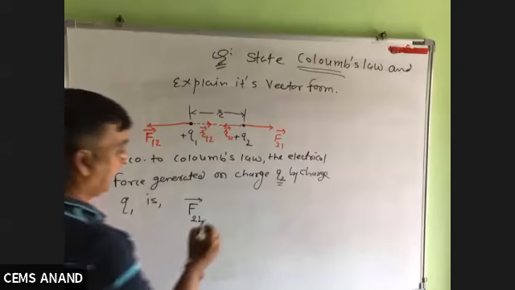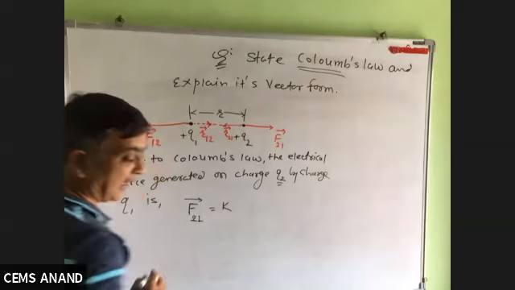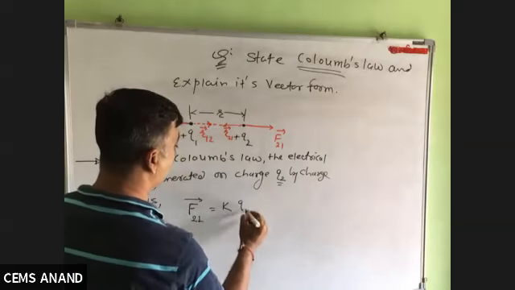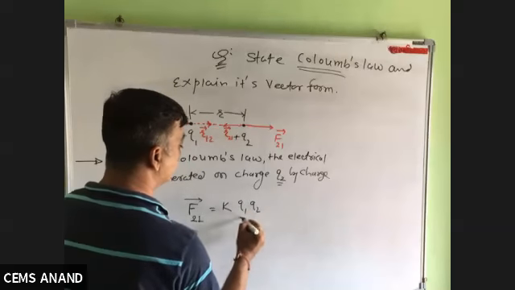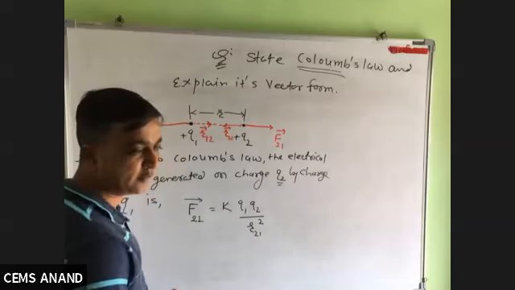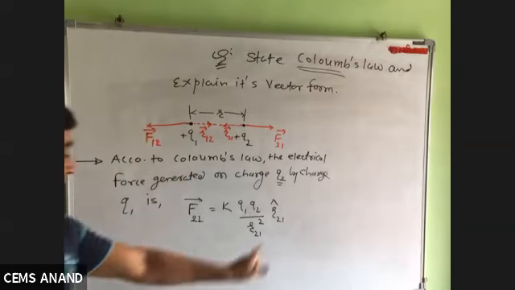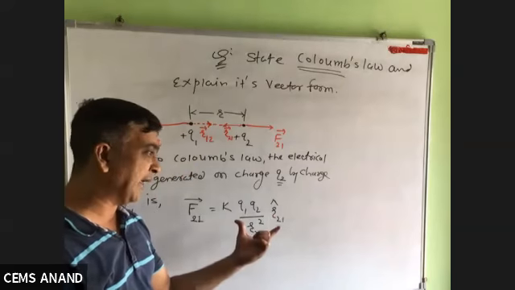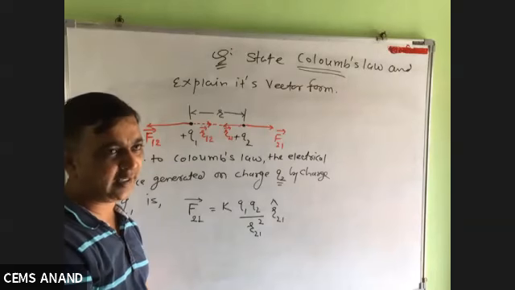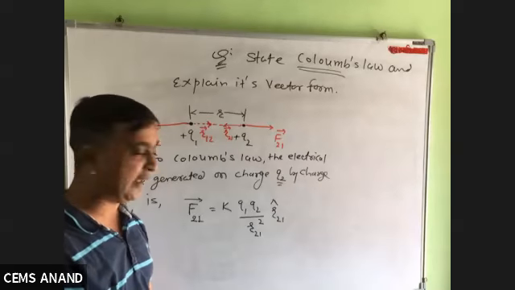F21 is equal to K, or we can write 1 upon 4 pi epsilon 0 also, Q1 Q2 upon R21 square and R21 cap. Why am I using R21 cap over here? It is like in the gravitational force. We used it so many times in our 11th standard concepts and numericals of gravity, right?